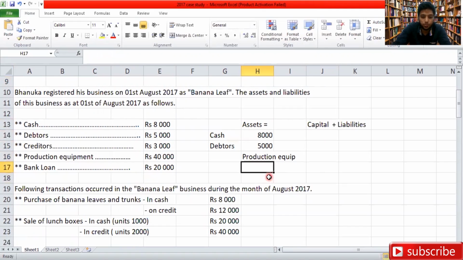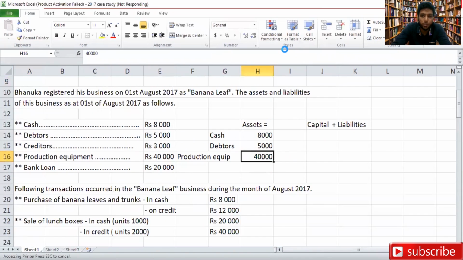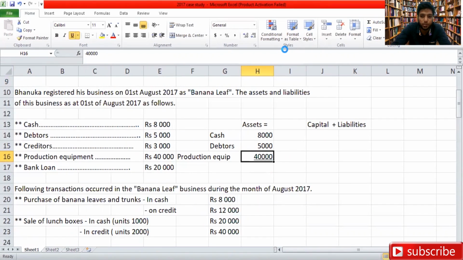Production equipment. How much? 40,000. So in total, you are getting... don't write short forms in exams. Always write the long term and the correct format, and generally you will be able to score marks on exams. I hope you remember the terms I am teaching you. So now 8 plus 5 is 13, plus 40 will give you 53,000. So I'll write here 53,000.